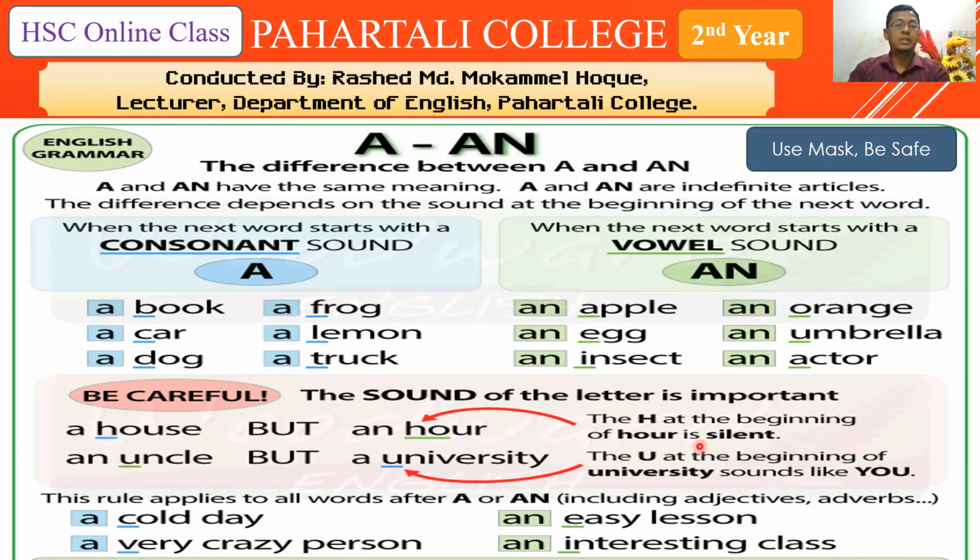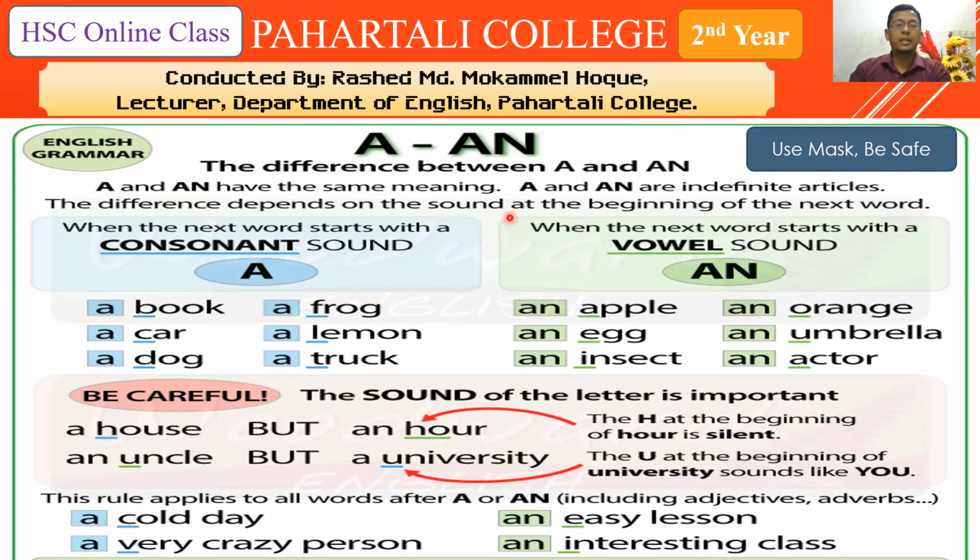As I have said earlier, a and an have the same meaning. The difference depends on the sound at the beginning of the next word. That means whether it will be a or an depends on the sound at the beginning of the next word. If the next word begins with a vowel sound, there will be an, and if the next word begins with a consonant sound, there will be a.